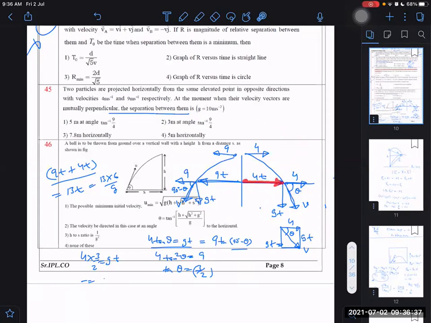It covers distance 4t this side. It covers distance 9t this side. Total distance covered is 13t. 13t is the distance covered.